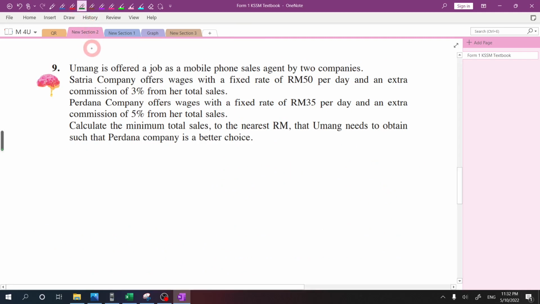Okay, now let's go to question number 9. Ubang is offered a job as a mobile phone sales agent by 2 companies. For Satya company, 50 ringgit per day, and the commission is 3% from her total sales. For Pradana company, 35 ringgit per day, but we have a higher commission rate, 5% from her total sales.